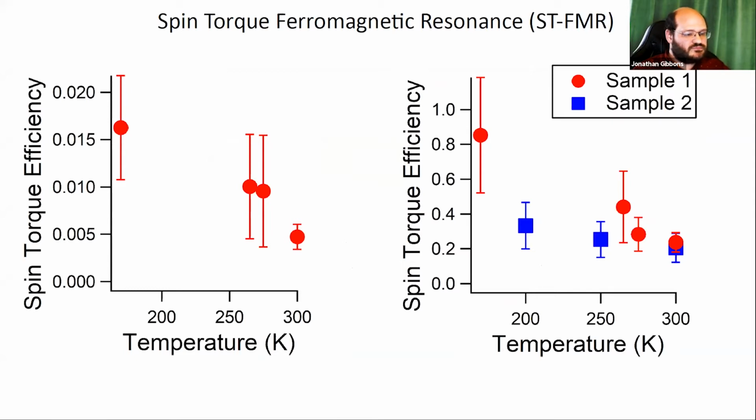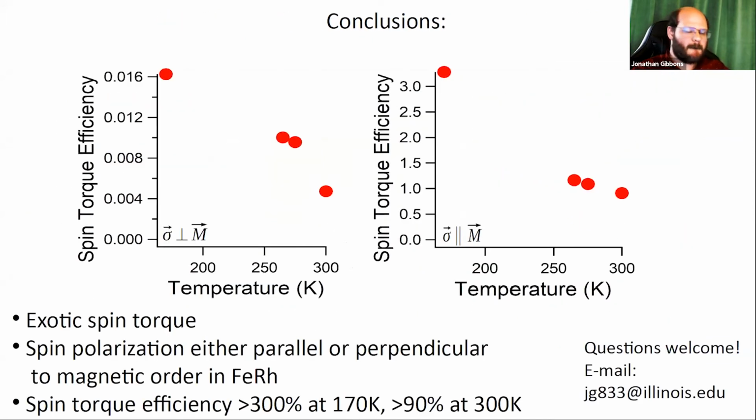Okay. And my other question is, when you're doing the STFMR measurements, you mentioned that you want to apply your field along the iron rhodium crystal axes. Is there any difference if you change the orientation of your pattern on your sample? So if you're instead applying the current along the crystal axes, does that matter at all?